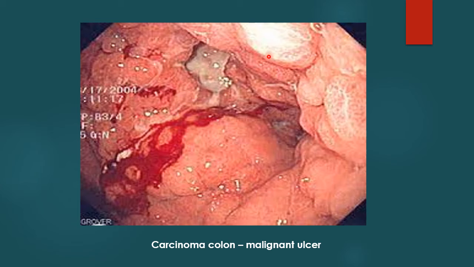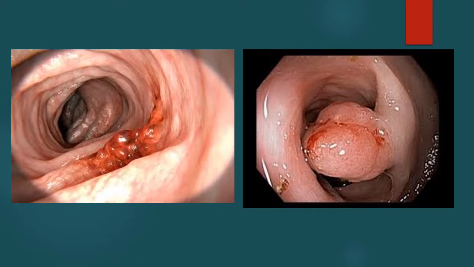This is a picture of a malignant lesion of the colon, carcinoma of the colon that is ulcerated and bleeding. It's a malignant bleeding ulcer of the colon. These are another two pictures showing another carcinoma of the colon which has bleeding. You can see some blood stains, and over here is a malignant polyp, also with evidence of recent bleed.